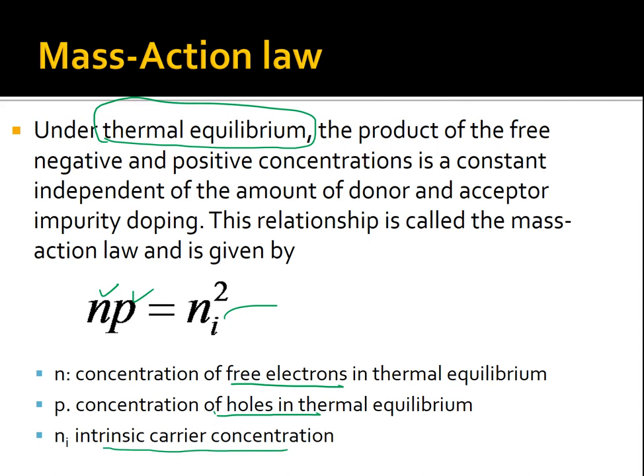This is called the mass action law: under thermal equilibrium, with no supply of external energy, the product of the free electron concentration and the hole concentration is equal to the square of the intrinsic carrier concentration. This is a very important relationship, and it will be used later in the next chapter.